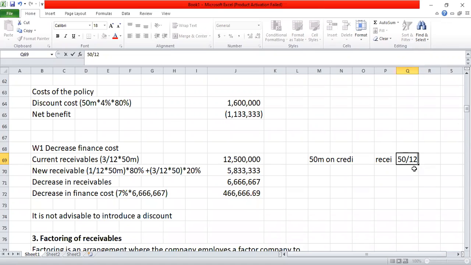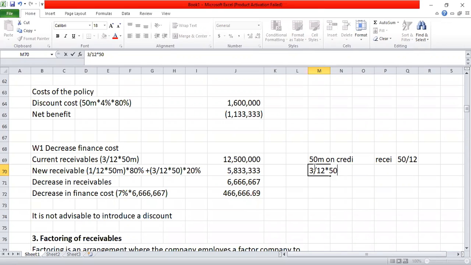Now, if customers take 3 months to pay you, what is going to be the receivable at the end of the year? It will be 3 over 12, times the 50 million. Then you can get the receivables at the end. So look at the current receivable and look at the new policy receivable. I don't know if I've explained that to you.